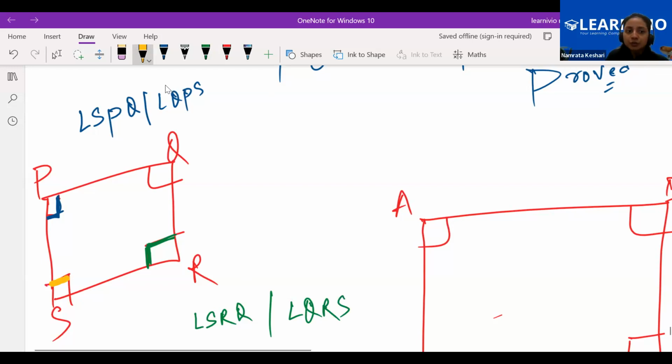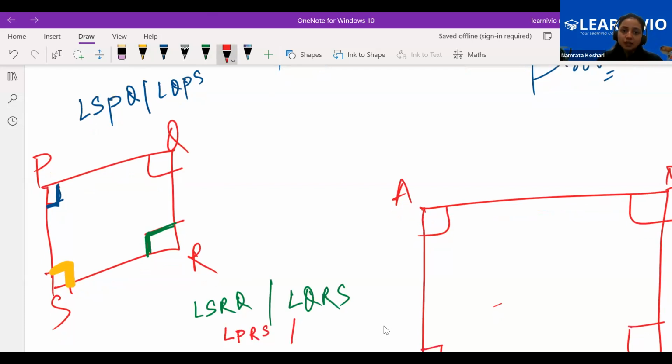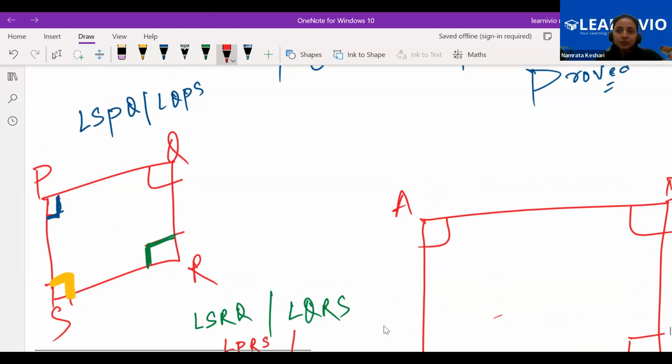Bharti, if we want to write the name of this angle S, what can be the name? Angle PRS. PRS, Bharti? Yes, miss. Angle S we want to represent. The name of S. PSR. Exactly. Be careful, S must be sitting in the middle. So PSR, or it can be RSP.